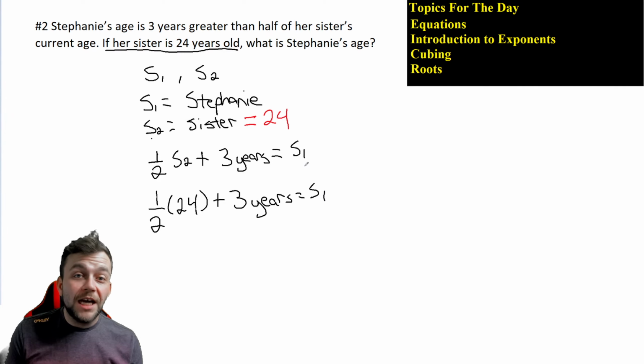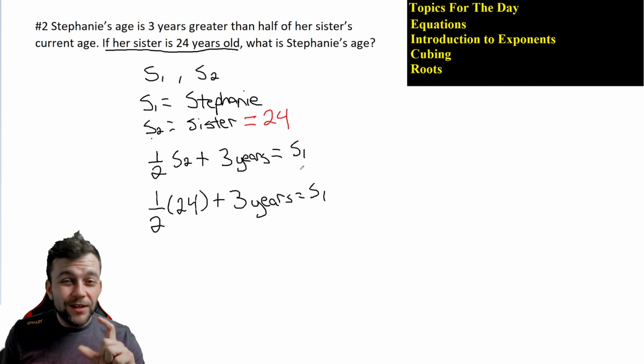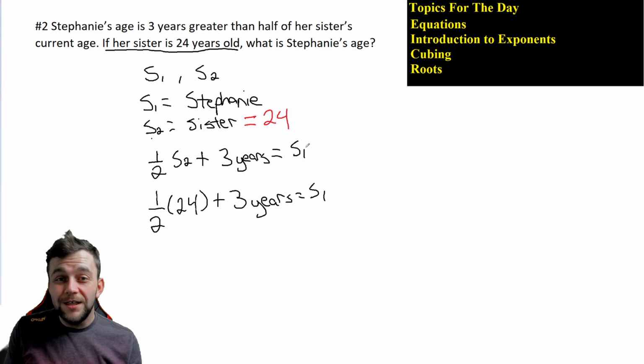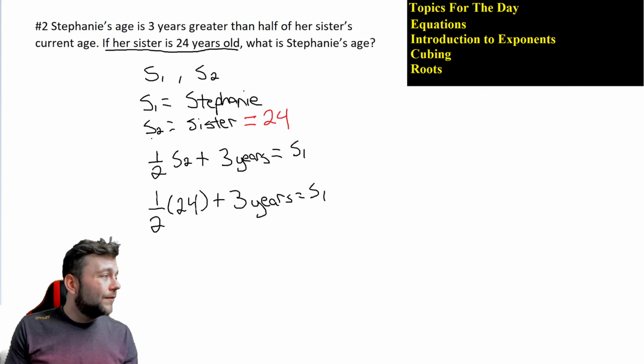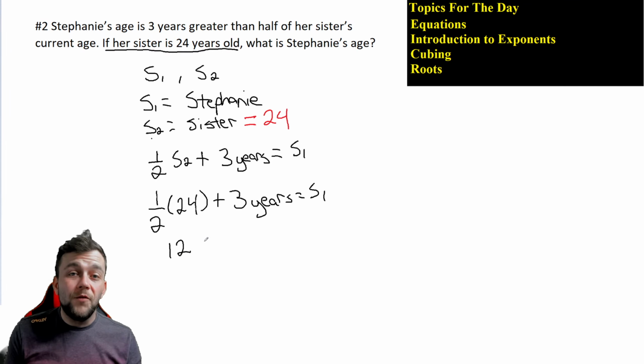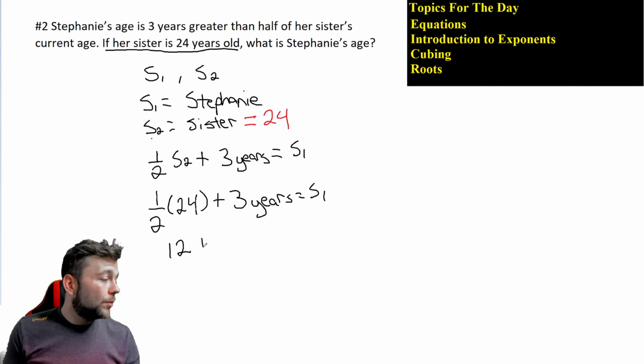What is 1/2 times 24? Think of it like division. In a way, it basically is. And I'll let you in on a secret: technically, division doesn't really exist. So we have 12, that is 1/2 of 24, plus 3 equals S1. And now the answer is very clear. It is 15 equals S1.